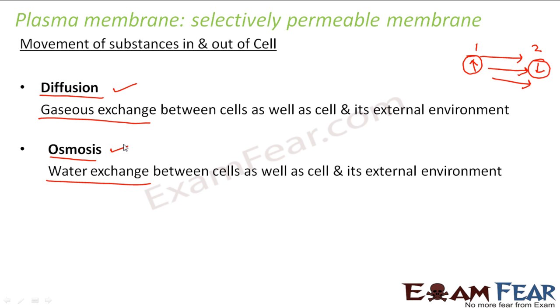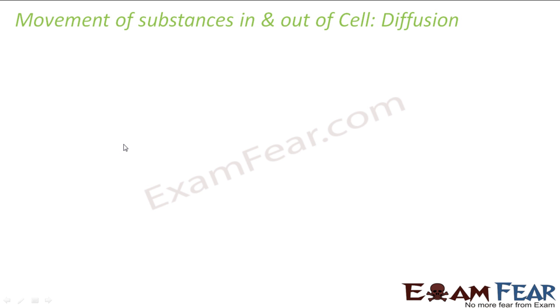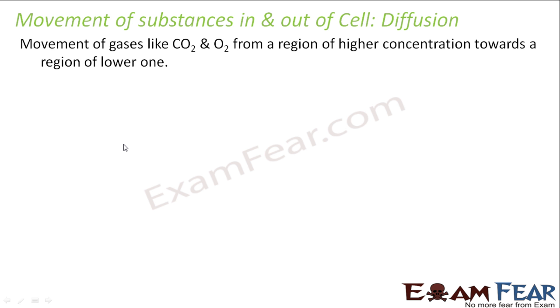So the plasma membrane is a selectively permeable membrane. That means it will not always allow anything to move from any side to any side. It will only allow gases or water to move from the region of higher concentration towards the region of lower concentration. Right? We will talk about it in a little more detail. So let us first talk about diffusion. What is diffusion? Movement of gases like carbon dioxide and oxygen from a region of higher concentration towards a region of lower concentration. So from high to low.